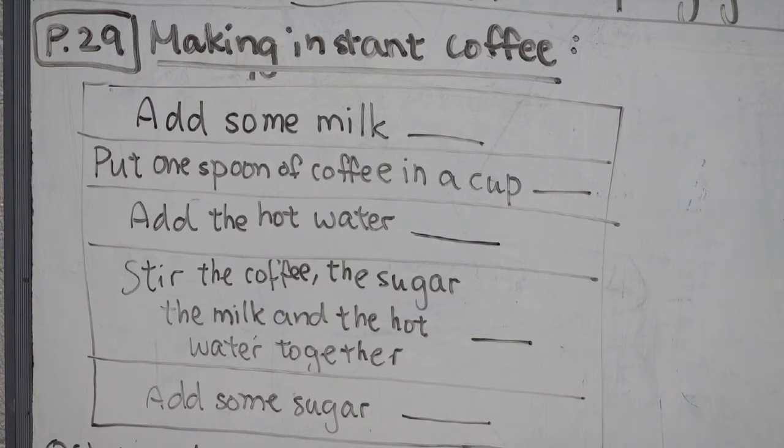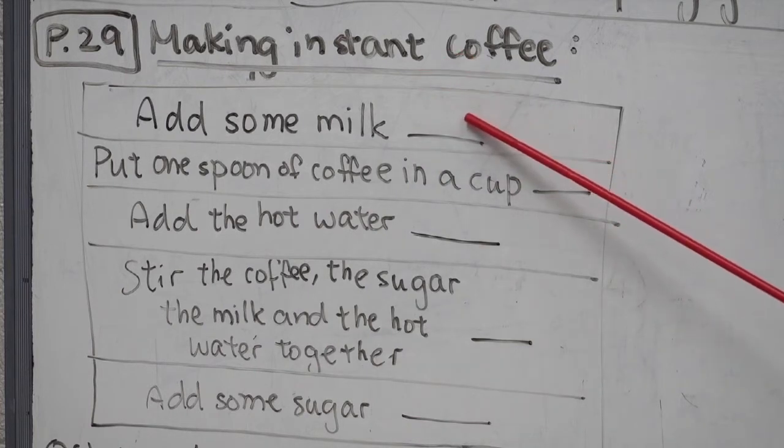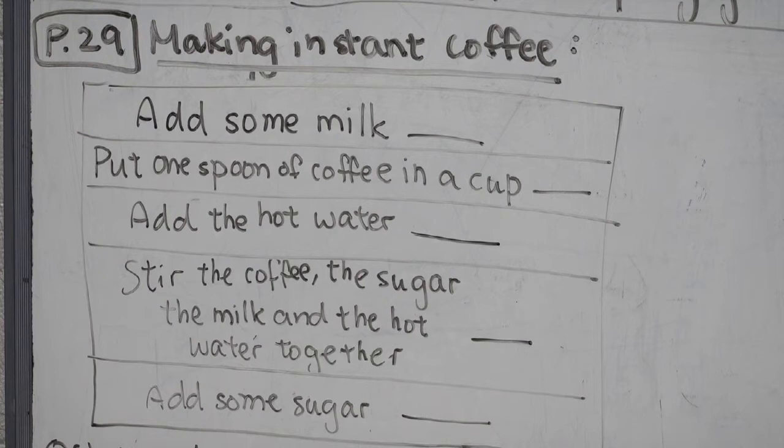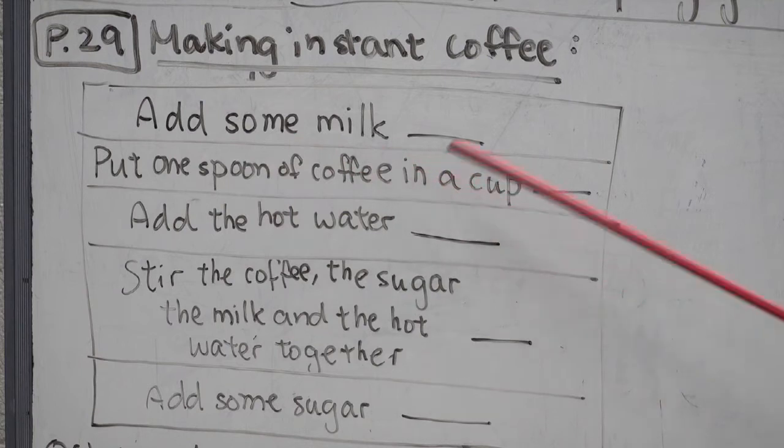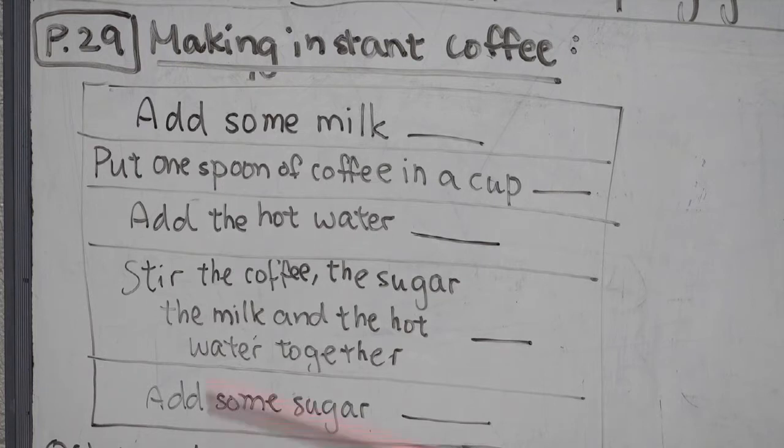Okay, so let's take a look at which one comes first. Add some milk. All right, is that the first step to do? You put some milk into the cup? No, right? What about the next one? Put 1 spoon of coffee in a cup. Is that the first one? Maybe, right? What about add the hot water? Also maybe, right? What about stir the coffee, the sugar, the milk, and the hot water together? Is that the first thing to do? No, right? So silly. How come you stir everything together when you haven't even had anything, right?